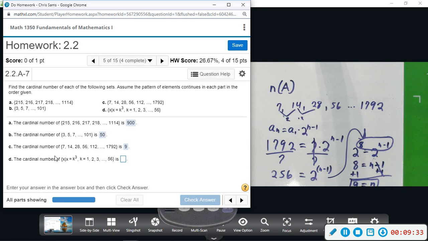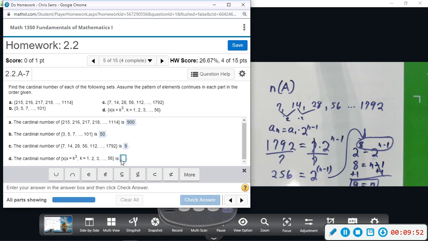Okay, and then we want to know the cardinal number of this set. So it is the set of all x's such that x equals k cubed, and they're saying k is going to be the numbers 1, 2, 3 up to 56. So these are the numbers we're using. These aren't the sets, but these are the numbers we're using, and we have 56 elements. We can see because we start at 1 and we stop at 56.